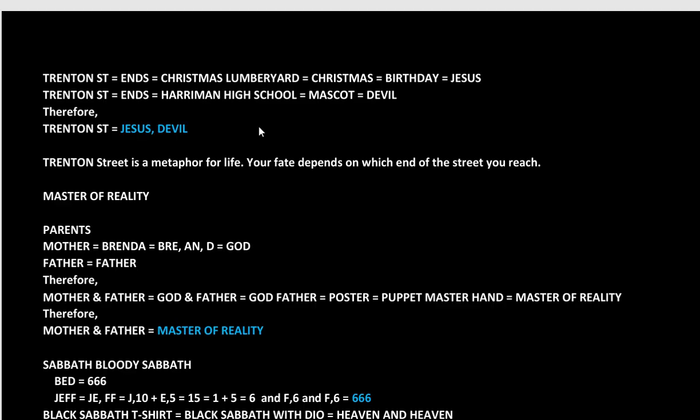So what this means, like in life, you can make mistakes and travel in the wrong direction for a period of time, and then you can change and turn around and travel in the other direction. So what Trent Street's telling you is you can travel toward Harriman High School down Trent Street for a couple of blocks. Now, if you keep traveling until you reach the end of Trent Street, then that's where you're going to be. But at some point during your walking, you could decide to turn around and start walking back in the direction toward Christmas. By the same way, someone could start off walking in the direction toward Christmas Lumber Company and then decide to turn around and start walking toward the high school.